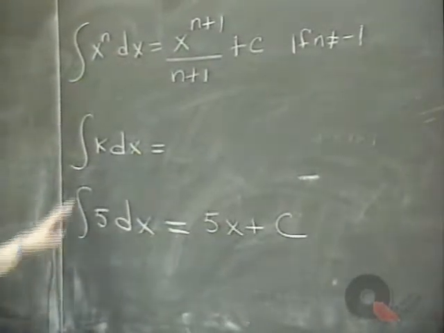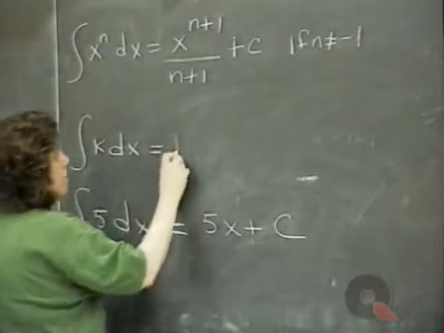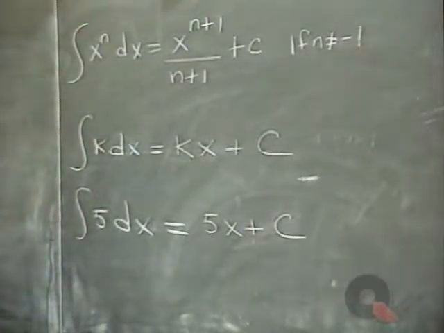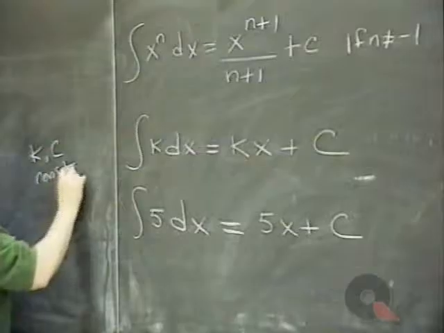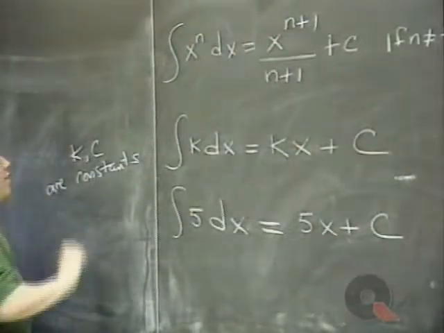And if k is an arbitrary constant, then antiderivative of k with respect to x would be kx plus another constant. And this k and c are constants.